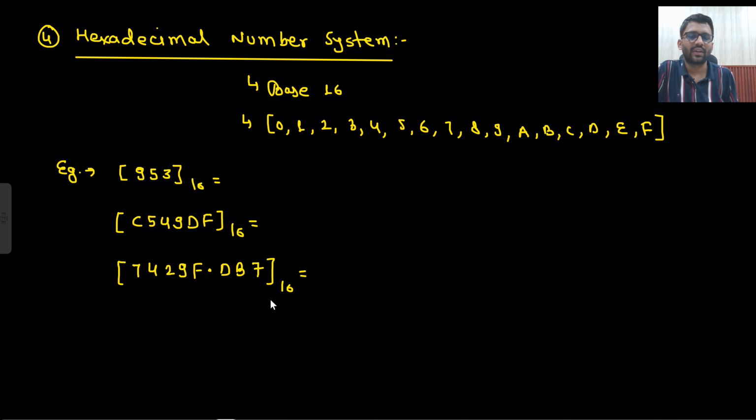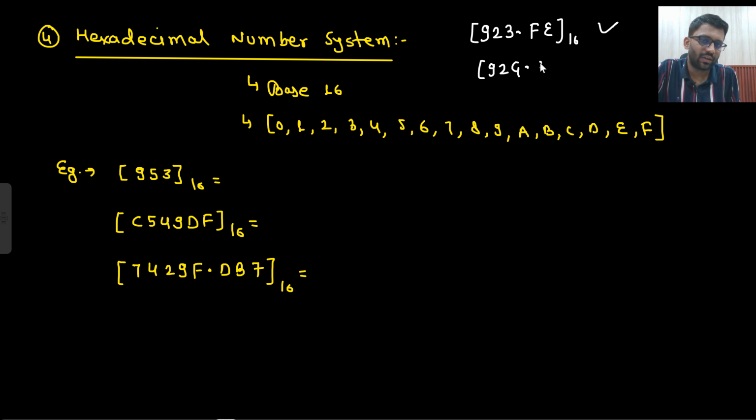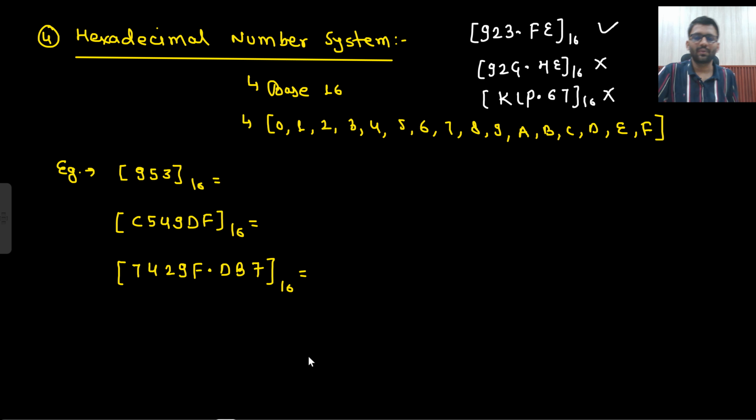Okay. Same goes for hexadecimal. Base 16, numbers will be till F. Acceptable number, what would that be? 923.FE. Will that be acceptable? Surely. If I write 92G.HE, will that be acceptable? No. If I write KLP.67, will that be acceptable? No. Okay.